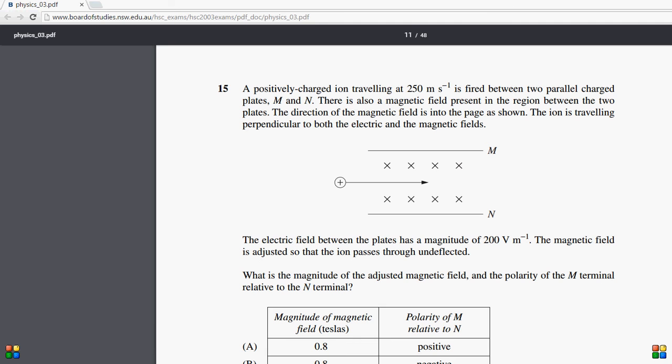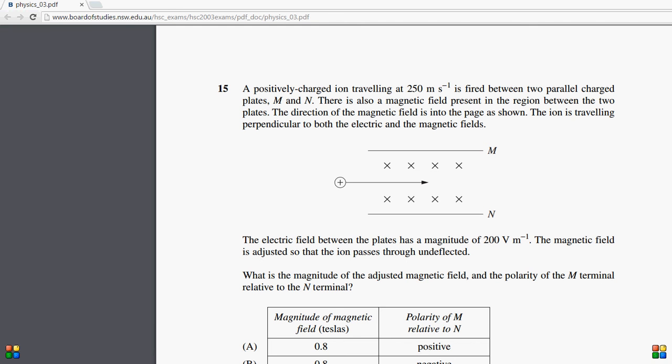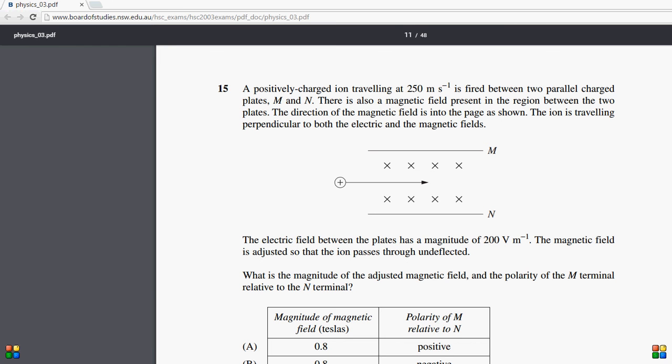Okay, this was quite a lot. Let's go through this slowly. Okay, so let's apply the left-hand rule to find out which way the magnetic field deflects the particle. So since it's a positively charged particle, our thumb has to point in the opposite direction, our fingers point into the page, and our palm points up. So that means M has to be positive to repel it back down, so it can travel in a straight line. So we can rule B and D out.